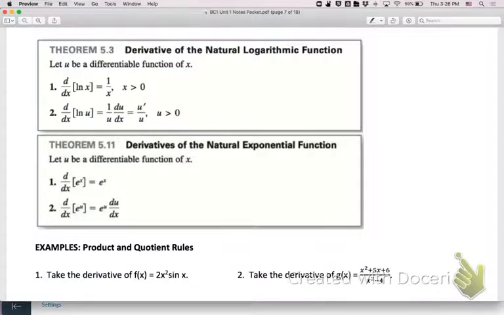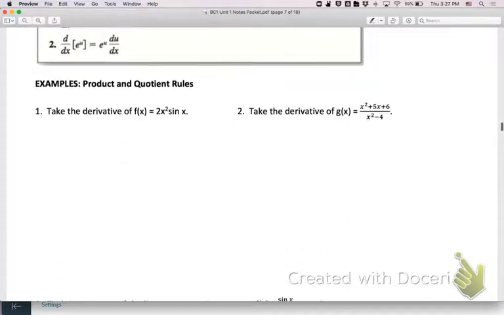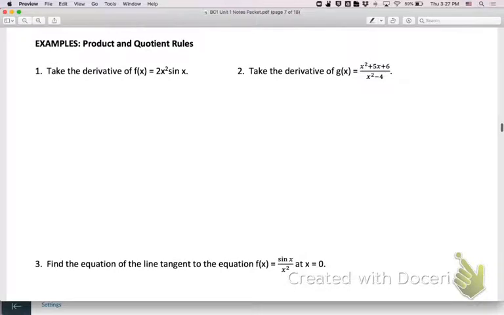I'm pretty sure we've got the power rule down. So we're going to jump right in with the product rule and the quotient rule. We want to take the derivative of f of x equals 2x squared times the sine of x. So I'm going to choose to split this. I'm looking at my product as 2x squared times sine of x. This is what I'm going to call f, and this is what I'm going to call g.